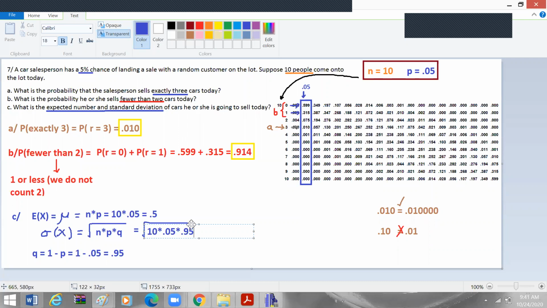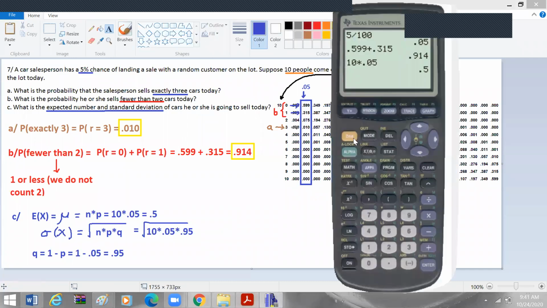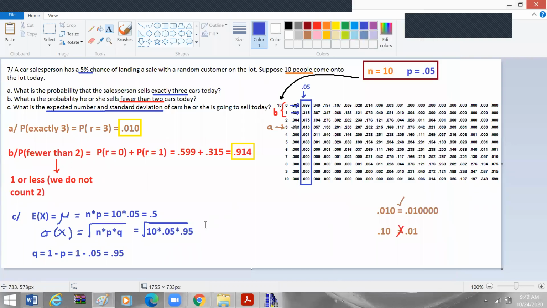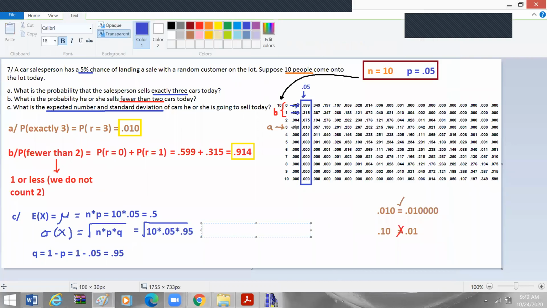And of course we need to do it like that. So we're going to take the square root of 10 times 0.05 times 0.95. Are we good? And the answer for that is 0.689. Make sense? Yeah.